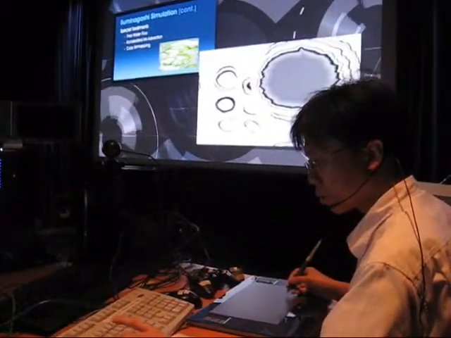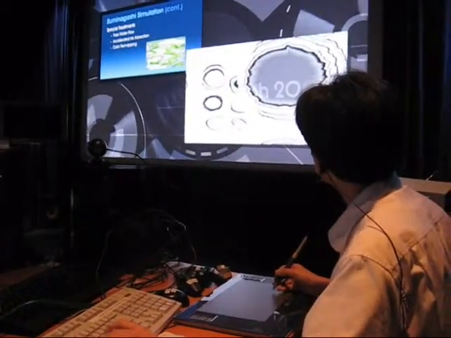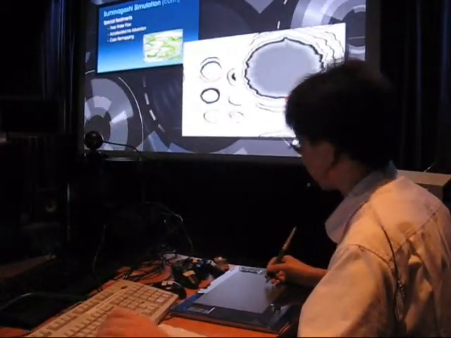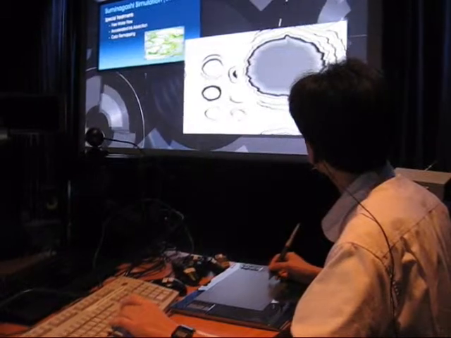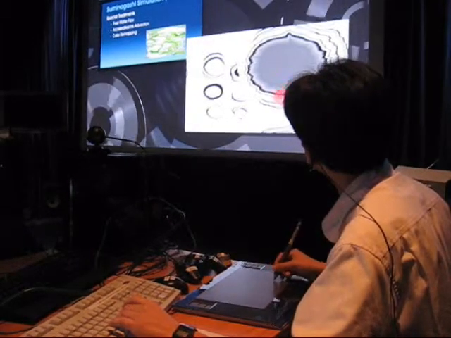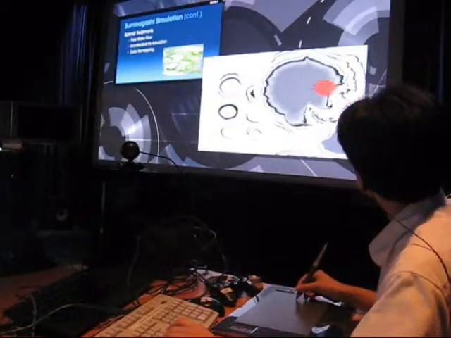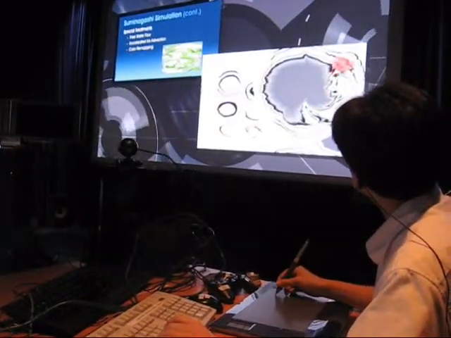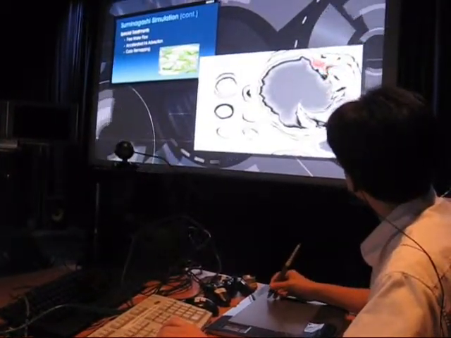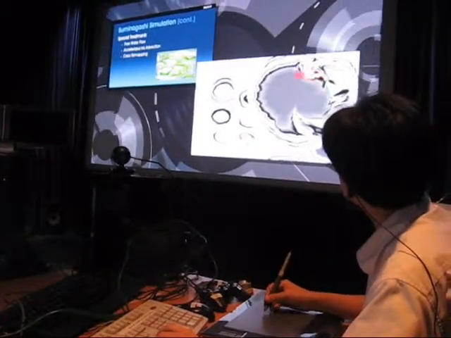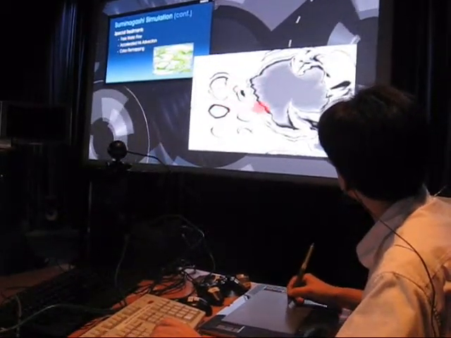And I can switch the brush to pusher mode, so that I can push the ink around like this. So you can see the sharp interface and also the nice flow effect that it gives. The whole thing is running in real time.